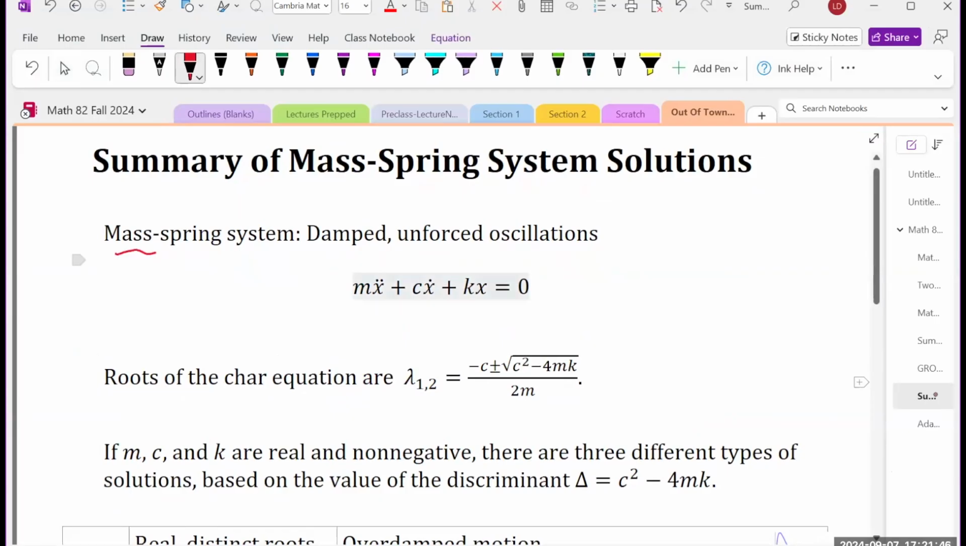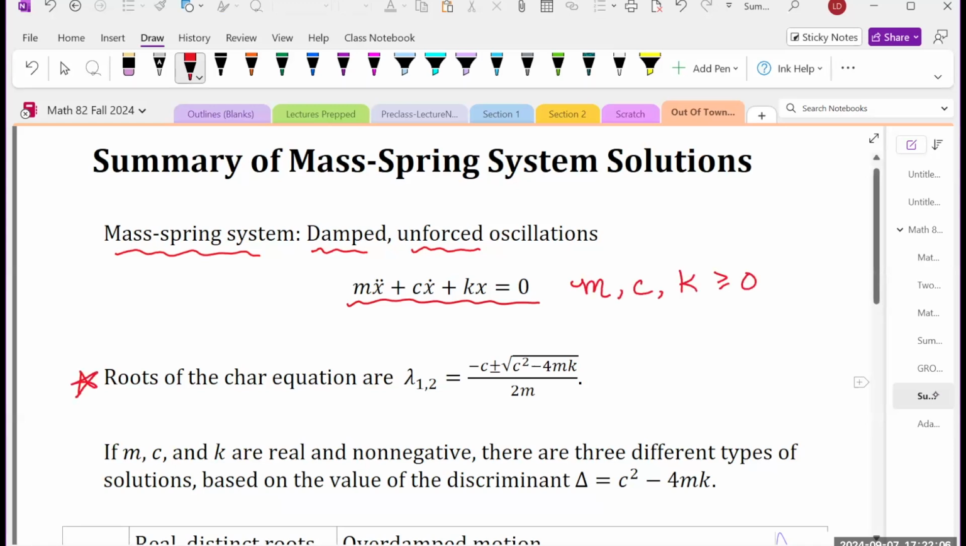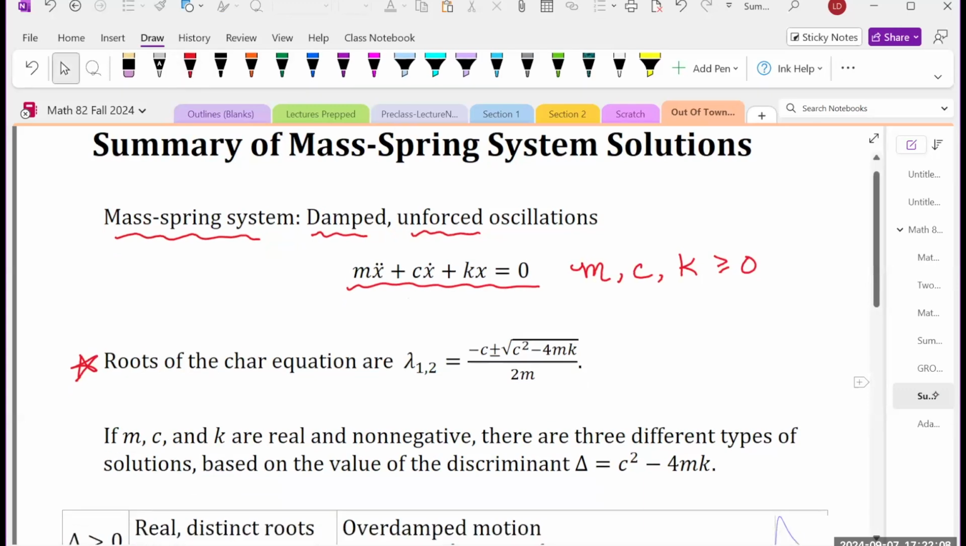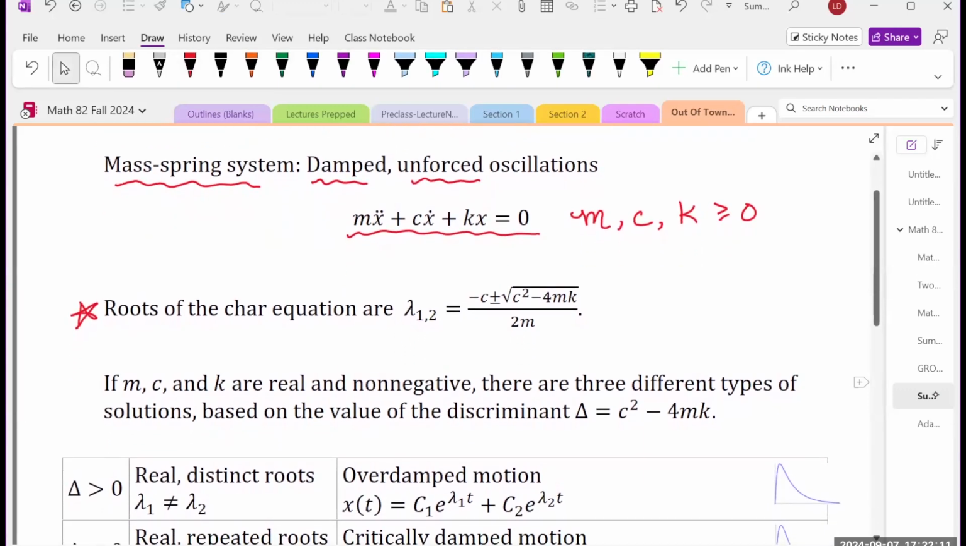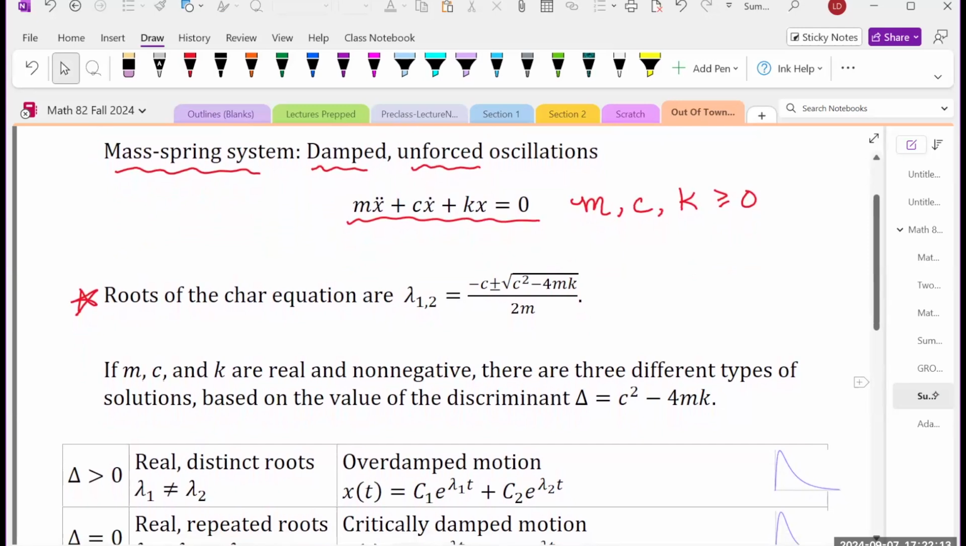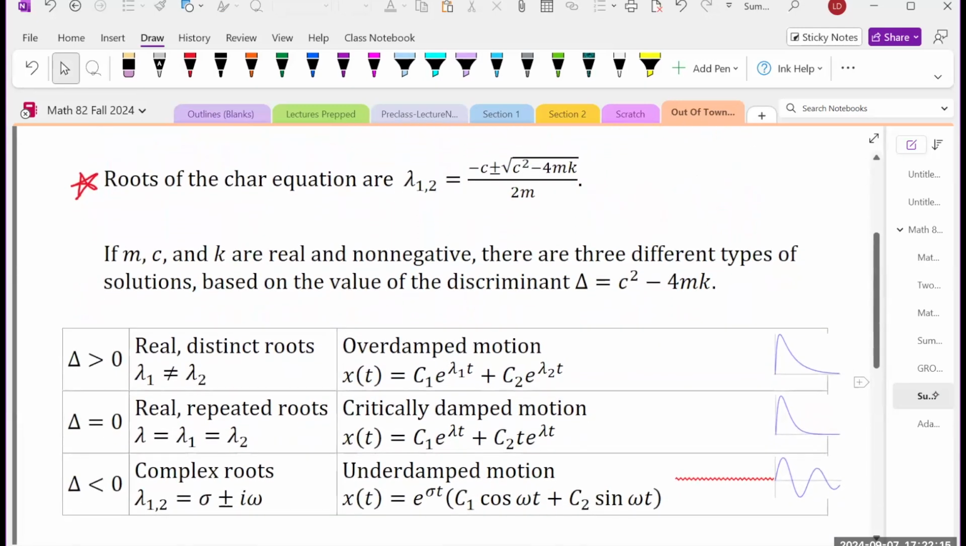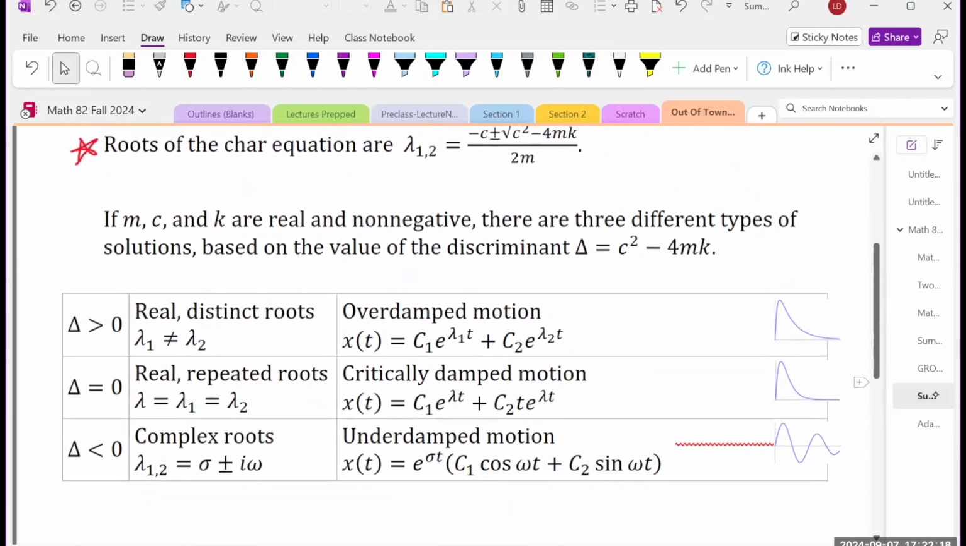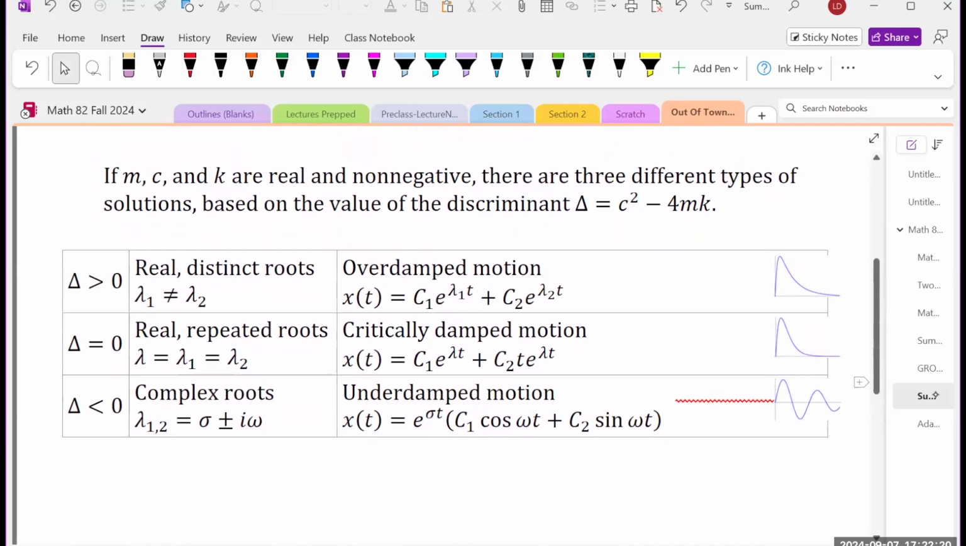In the case of a mass spring system, when it is damped but unforced, we'll always have a differential equation that looks like this, where the coefficients m, c, and k are positive or zero. The roots of the characteristic polynomial are always going to have the form minus c plus or minus square root of c squared minus 4mk over 2m. Now, if m, c, and k are real and non-negative, there are three different types of solutions based on the value of the discriminant c squared minus 4mk.